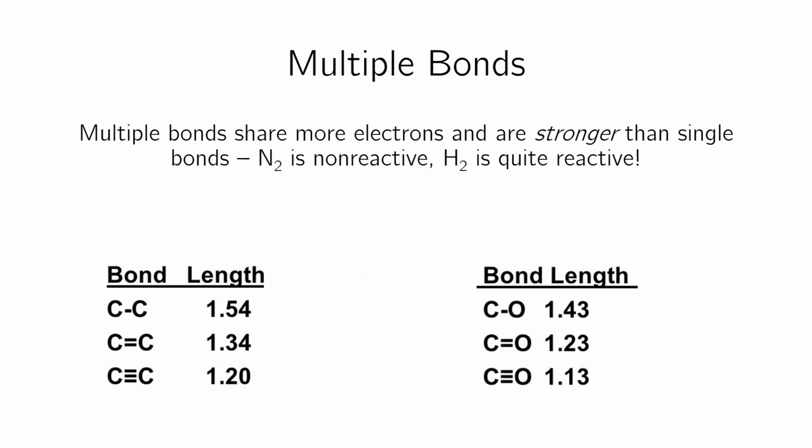So multiple bonds are things you see in chemistry quite often. You don't see much more than triple bond. You see a single bond, a double bond, and a triple bond. You don't see a quadruple bond. That doesn't happen really. And so they share more electrons and they're stronger than a single bond. And so N2 is very non-reactive. As you know, nitrogen is known to be extremely inert and it does not react.